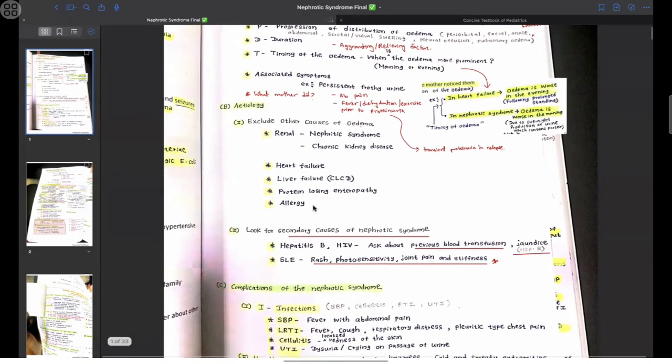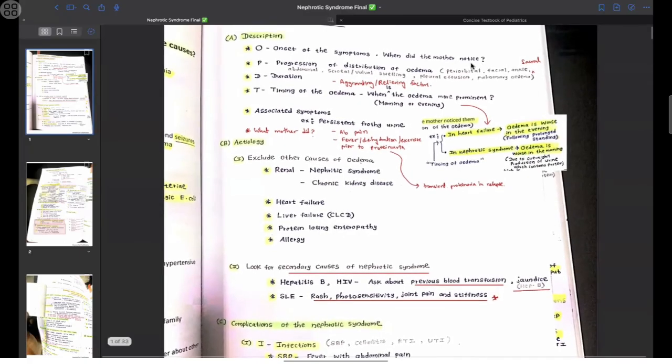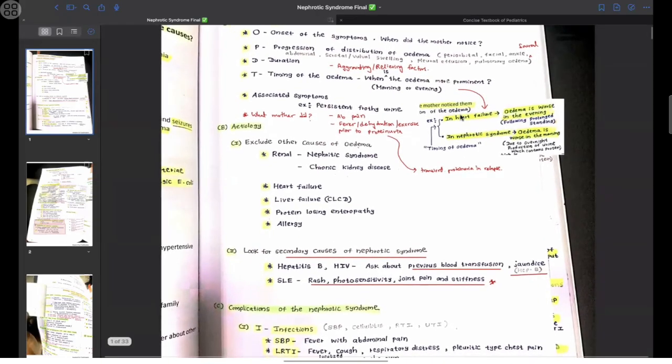Then when it comes to the causes, now you want to rule out what the causes of this edema are. So here you will get an idea, when you present this, whether this is a renal system involving edema or a CVS system or whatever other system. You know that it's difficult to tell just from that part, but you will have an idea now.